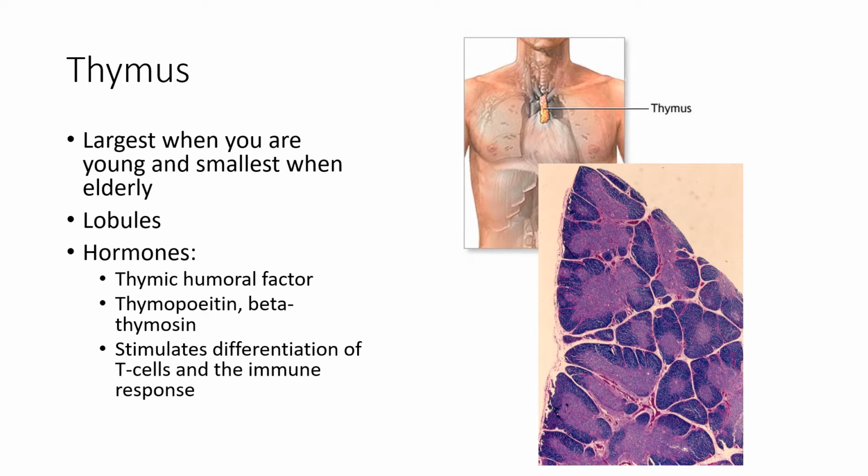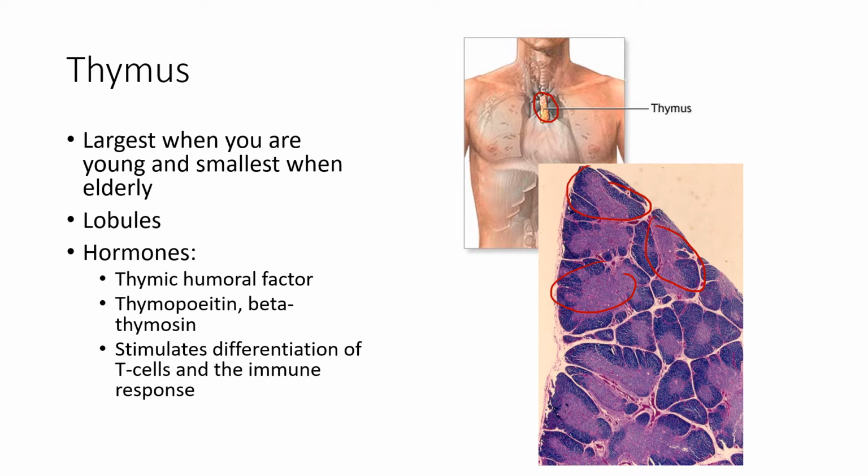Jumping into the thymus. The thymus is located in the very middle of your chest, right above your heart. It is largest when you are young and smallest as you get older. It is composed of lobes, and honestly, it looks so much like the lung. It's kind of cool. But it is going to help with hormone releasing.